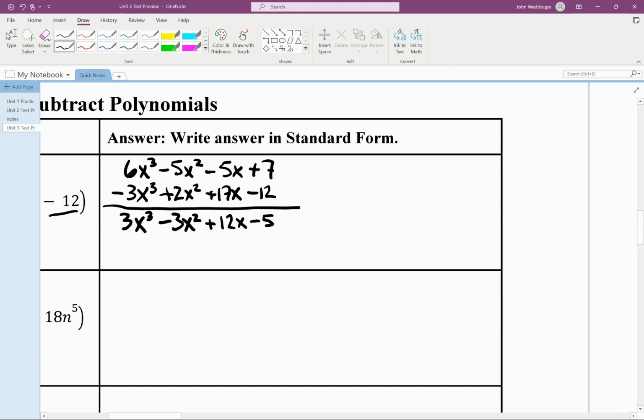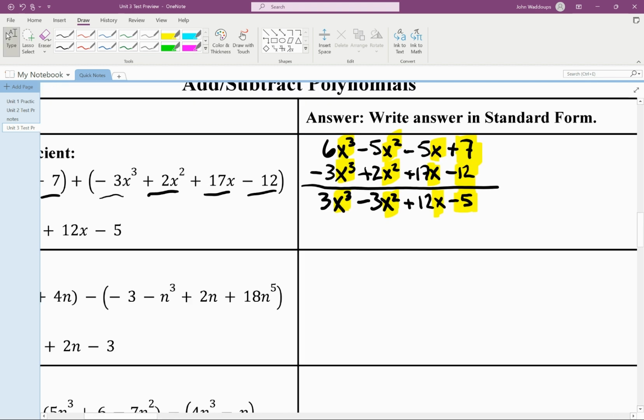Keep in mind that the terms have to be the same for them to combine, and that the term doesn't change. So x cubed, x cubed, x cubed, x squared here, x squared here, x squared, x, and then my constants all together, and they remain a constant as well. So this would be my final answer.